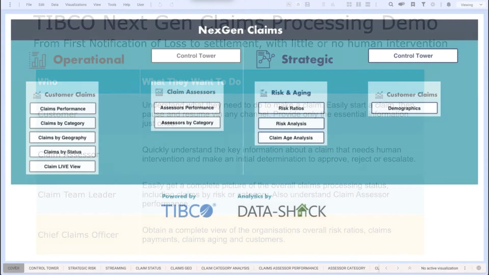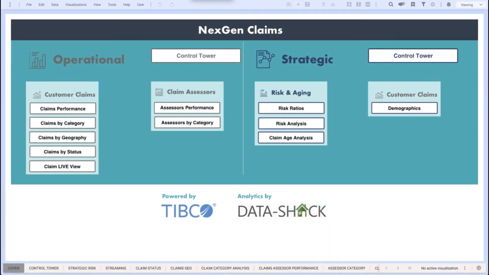So here I am inside the Spotfire dashboards that were created for the next gen claims processing. On the left is my operational area for my team manager, and on the right, a strategic area really designed for the chief claims officer. This is powered by TIBCO Spotfire, and it uses designs and data that were provided through our partnership with DataShack, who are a UK and Australian based data science expert and TIBCO partner. Now, I'm not going to go to all the pages, but let's have a quick look at a few.